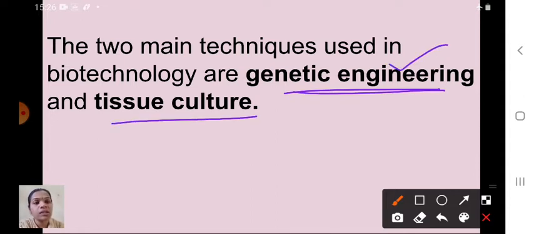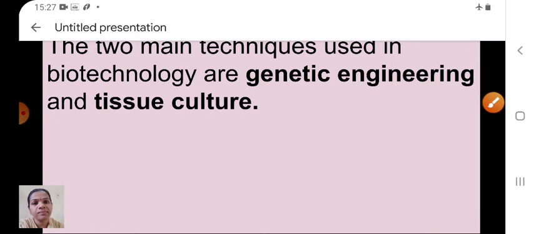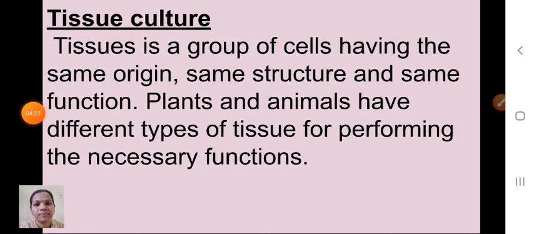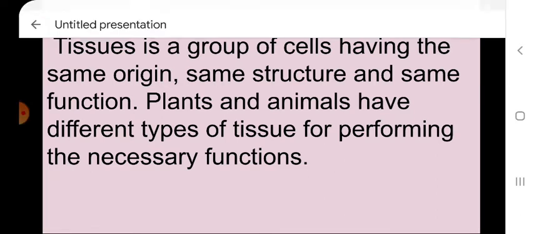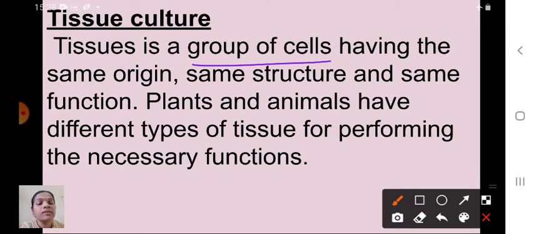What is meant by genetic engineering and what its function is, you will study in your higher standard. Now the introduction of tissue culture, that is in your textbook, I will tell you. Before that, you know very well what is meant by tissue. It's a group of cells. See here, children, tissue culture. A tissue is a group of cells, which as you already know have the same origin, same structure and same function.